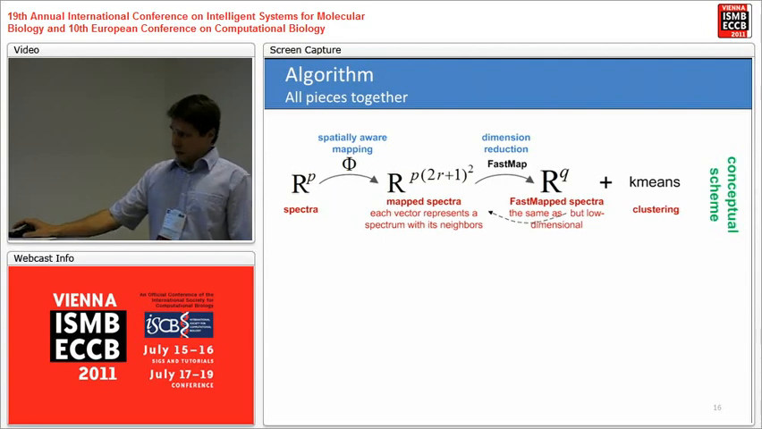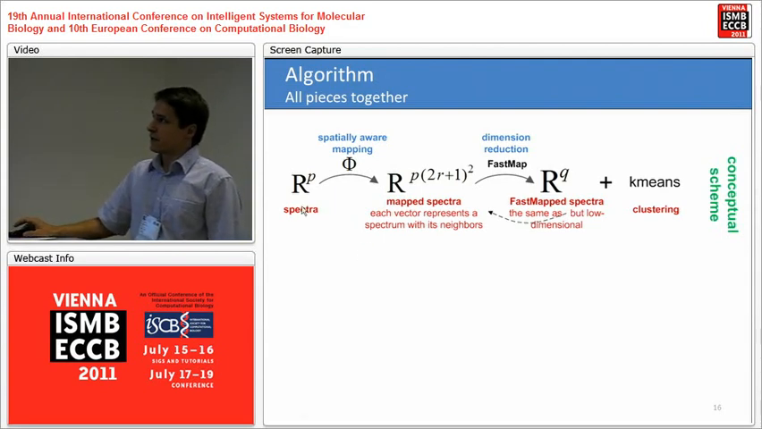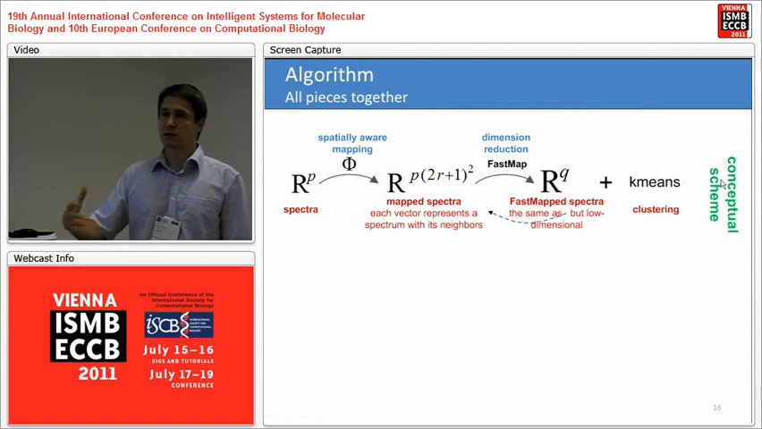So this is the algorithm. We first take the spectrum. We map them with a spatially aware mapping phi into this space. Then with FastMap, we do dimensionality reduction. And then we apply k-means for clustering of these points. But in fact, this is our conceptual scheme.